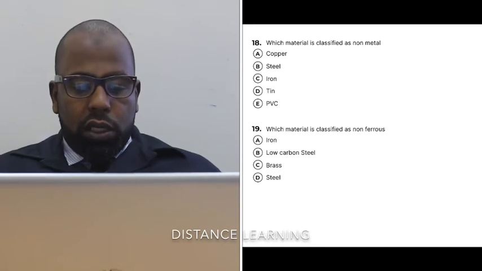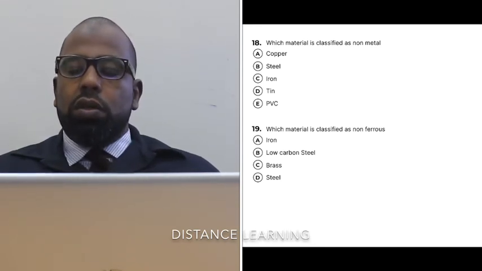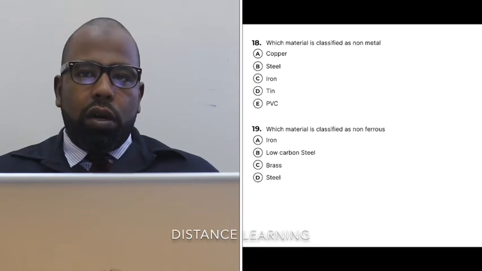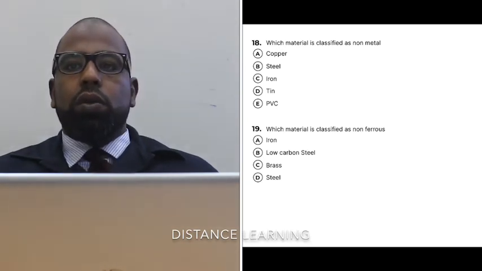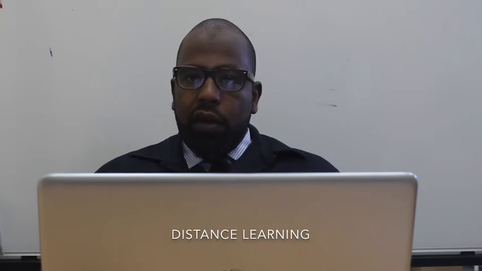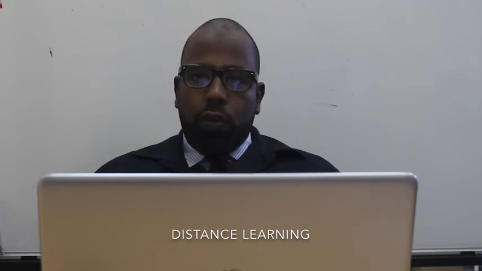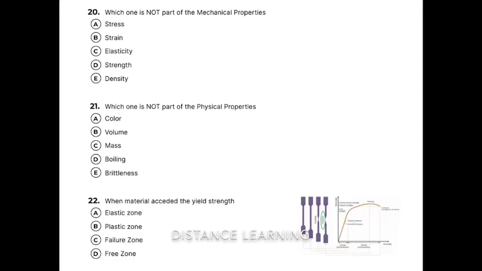Which of the materials is classified as non-ferrous? You should distinguish between ferrous and non-ferrous. Ferrous materials have the ability to be magnetized or to attract magnets, but non-ferrous is a material which doesn't have that ability. Of course, most of the iron materials are ferrous. Iron, steel, cast iron, low carbon steel, all of it, plus cobalt, are all ferrous, and any other type of metal in the periodic table is non-ferrous.